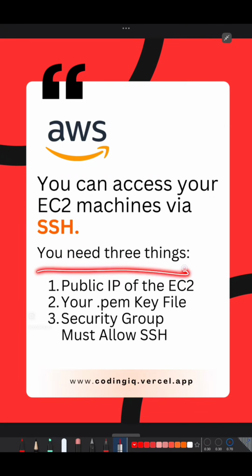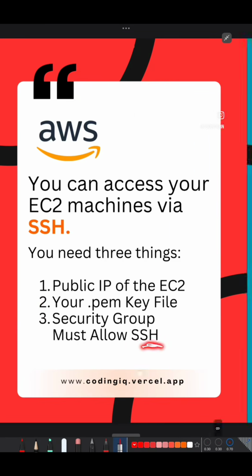For that, you need three things. First, the public IP of the EC2 machine. Second, your .pem key file. And third, the security group must allow SSH.